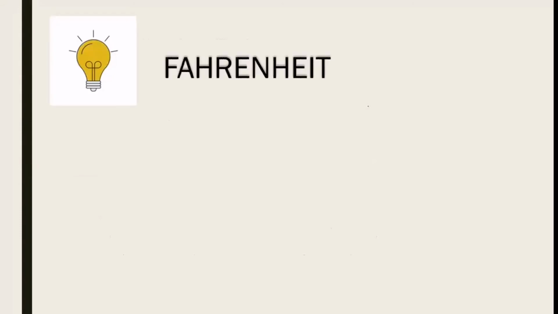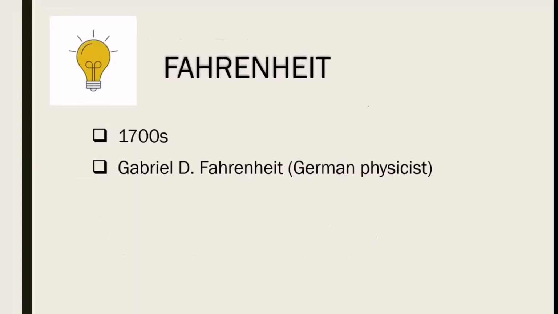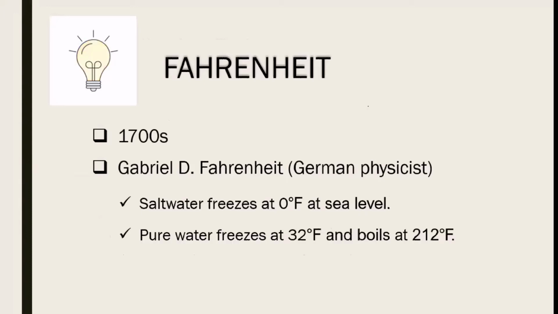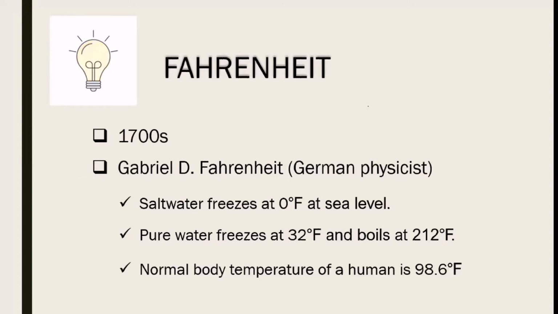Let's talk about Fahrenheit. It was invented during the early 1700s by a German physicist, Gabriel D. Fahrenheit. His study shows that salt water freezes at 0 degrees Fahrenheit at sea level. Pure water freezes at 32 degrees Fahrenheit and boils at 212 degrees Fahrenheit. A normal body temperature of a human is 98.6 degrees Fahrenheit.